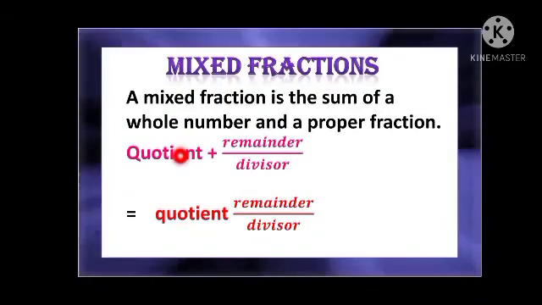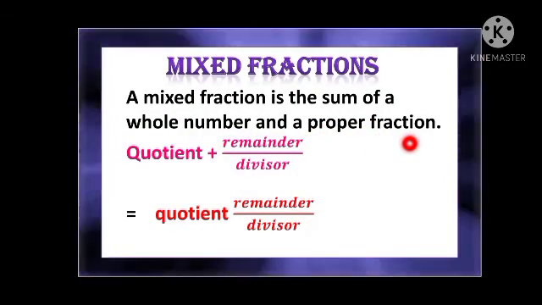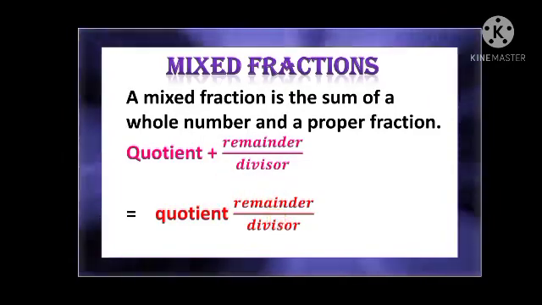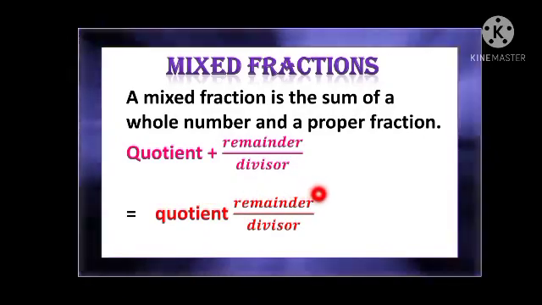A mixed fraction is a sum of a whole number and a proper fraction. Any mixed fraction can be written as quotient remainder by divisor. You have to write the quotient value in whole number place, the remainder value in numerator place and the divisor value in denominator place.